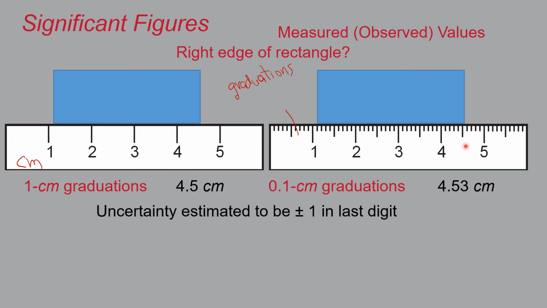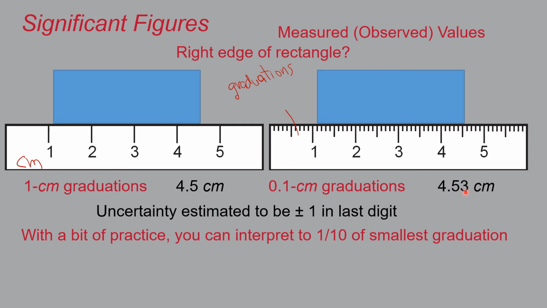Now, the uncertainty in either of these measurements, when they are reported honestly, is plus or minus 1 in the last reported digit. The question is, how many digits do you report it to? You will note that here we reported it to 1/10 of a centimeter. Here we reported it to 100th.